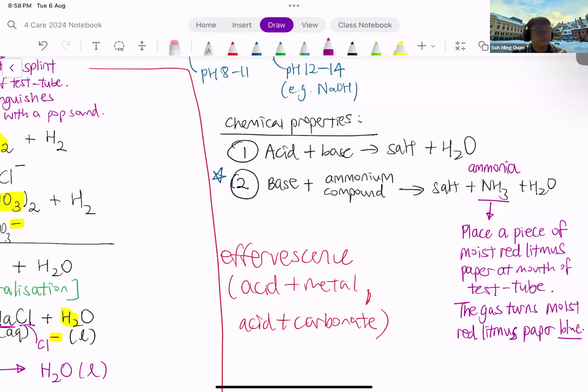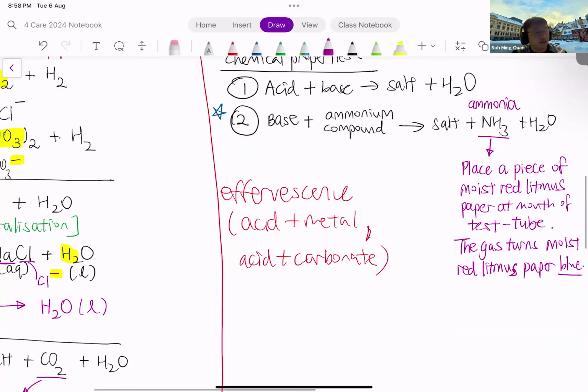Okay? So now, again, we can practice writing equations here. So a common base that you have around you could be sodium hydroxide. Right? Sodium hydroxide is a common base. Ammonium compounds that are common around you, for instance, ammonium chloride. Now, what is ammonium chloride? What is ammonium in the first place?